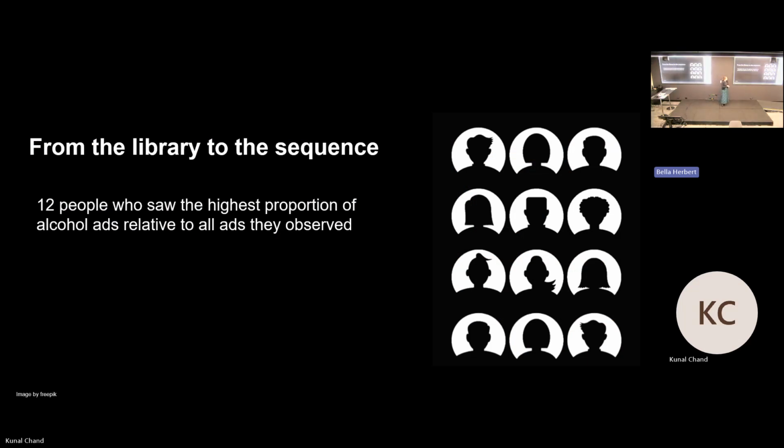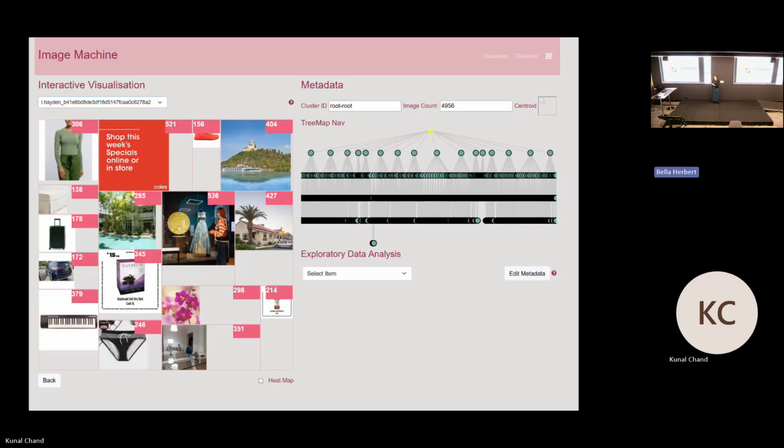So what we did was we selected 12 participants out of our 2,000 because we were interested in alcohol advertising. We selected 12 people who saw the highest proportion of alcohol ads relative to all other ads they saw. And we used Kunal's work called the image machine, which is his image classification model. Clustering. Okay, I always get the two confused. See, I'm not a tech person, I'm sorry.